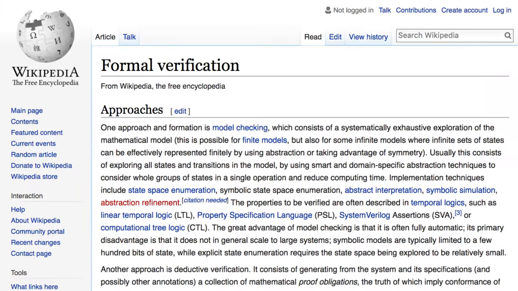So don't worry, I'm not actually going to teach a complete class in formal verification right now. I will just give you a very quick demo of how this sort of thinking works.